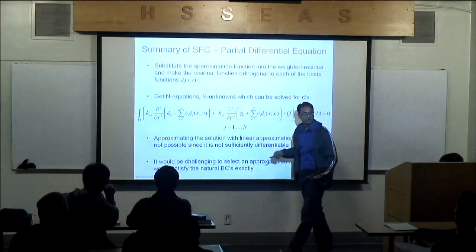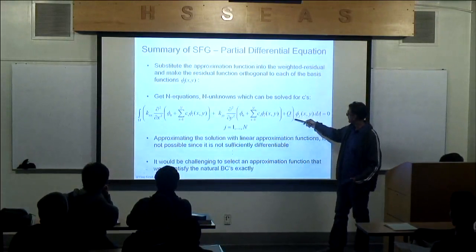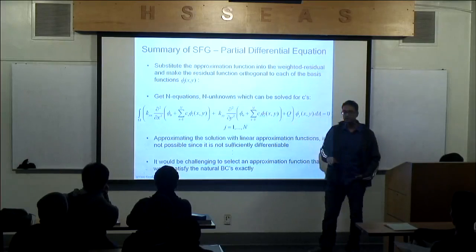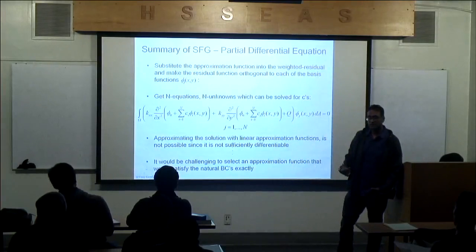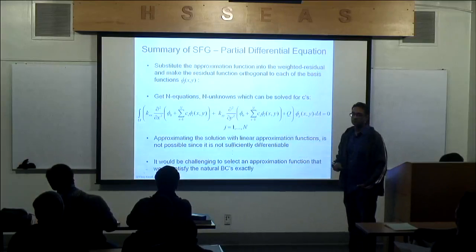That's not desirable. I don't want that, because then I'll have plus Q. This will never be equal to 0, right? Except if phi is 0, and that's not going to give me the coefficients that I need. So it needs to be sufficiently differentiable. It needs to satisfy the essential and natural boundary conditions. And so it is a challenging problem this way.